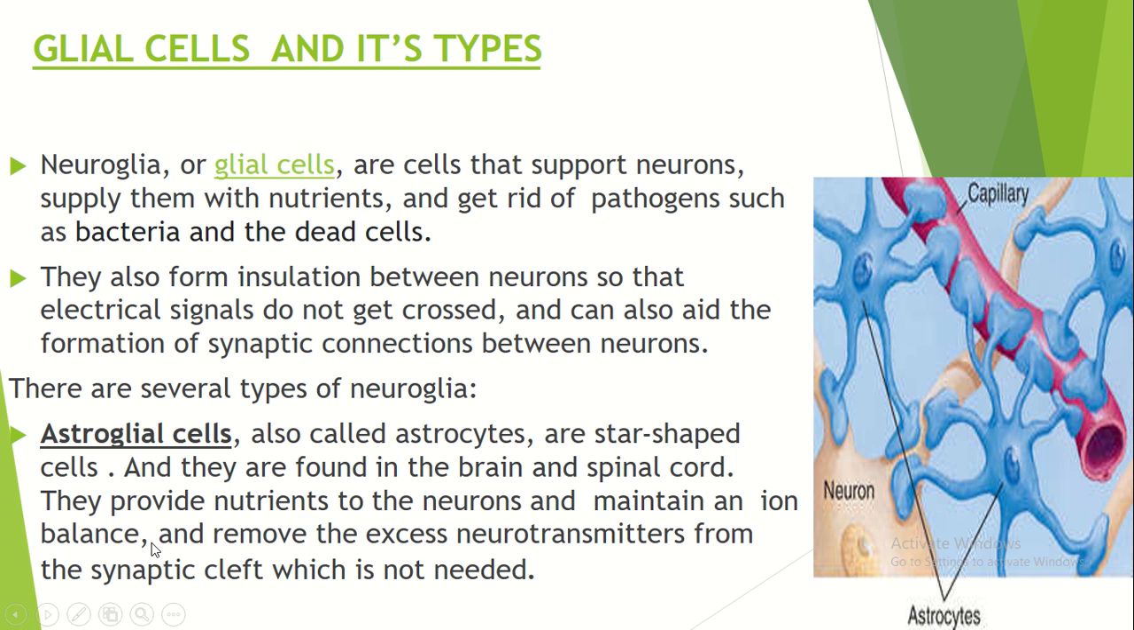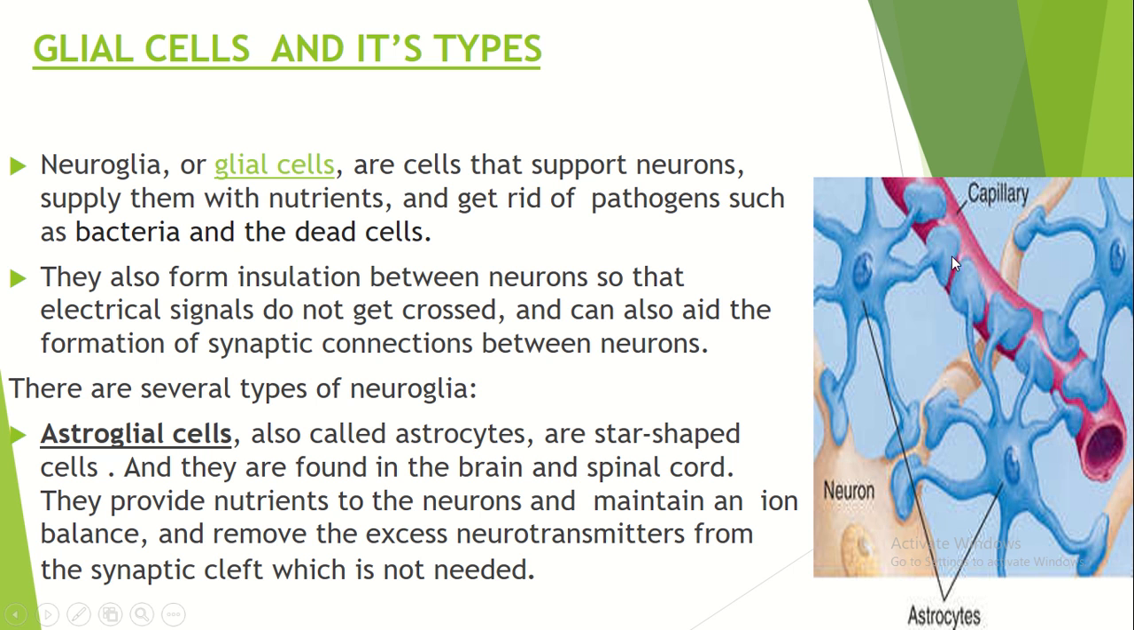The neurons need some nutrients, no? They need an ion balance. Everything is needed, and it is mainly given by the astrocytes, or the astroglial cells. They also remove excess neurotransmitters from the synaptic cleft, which are not needed. When some neurotransmitters are present that are not needed, they are removed by the astrocytes. Here you can see the astrocyte attached to the capillaries.